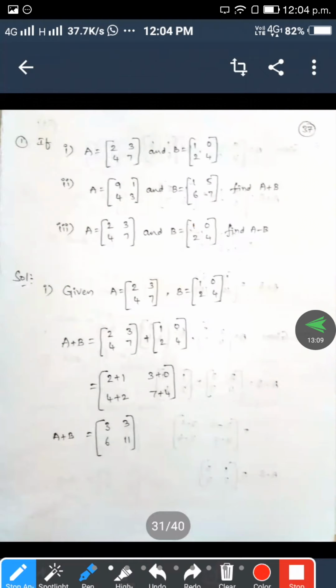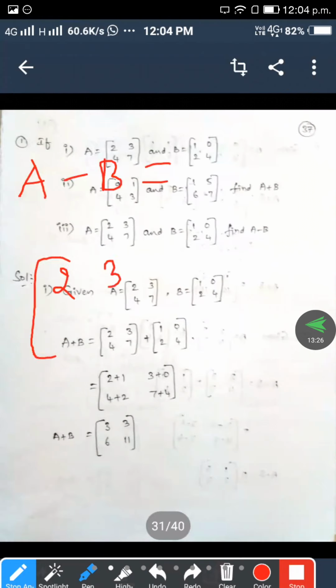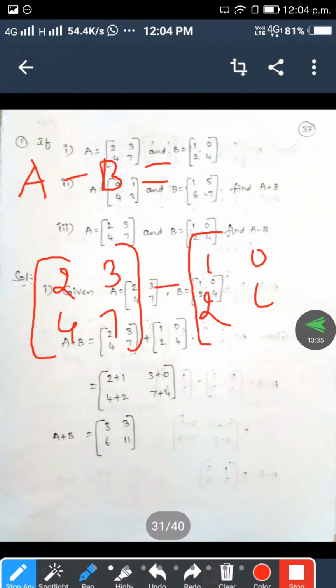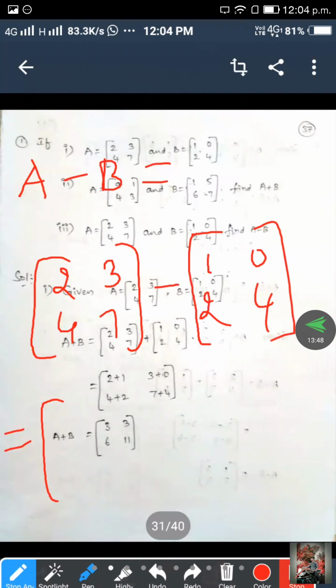Okay. Next one. A equals to 2, 3, 4, 7 and B equals to 1, 0, 2, 4. Find A minus B here. So in this case, A minus B equals to, take the A matrix, that is 2, 3, 4, 7, take minus and the B matrix is 1, 0, 2, 4. Now the answer is 1, 3, 2, 3, corresponding elements. 2 minus 1.